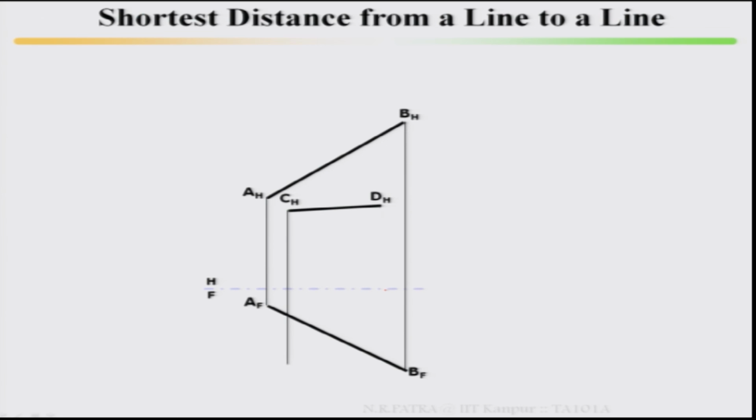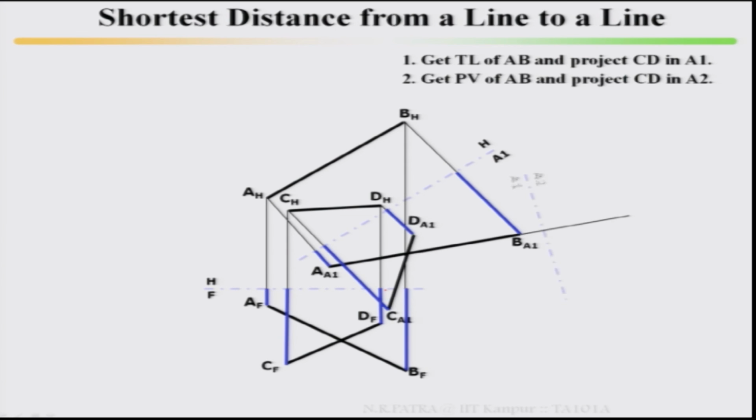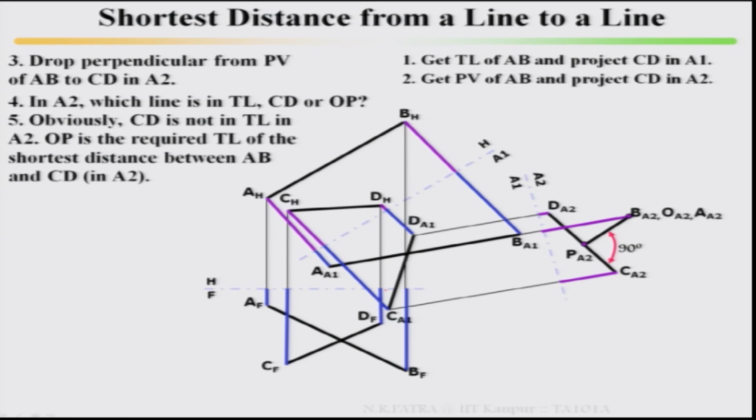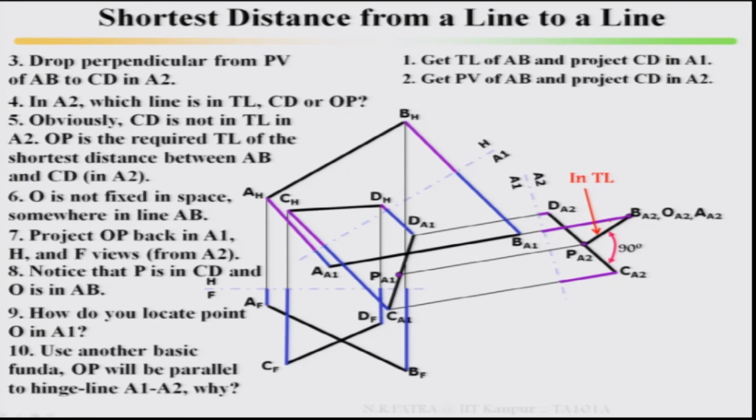Look at this. This is what I have discussed, 90 degrees, then you project it back. First you take one of the true lengths, then take the edge view as a point, then the same line has been extended, draw the projections. So this is the shortest distance in true length. This shortest distance has to be projected back to your other views.